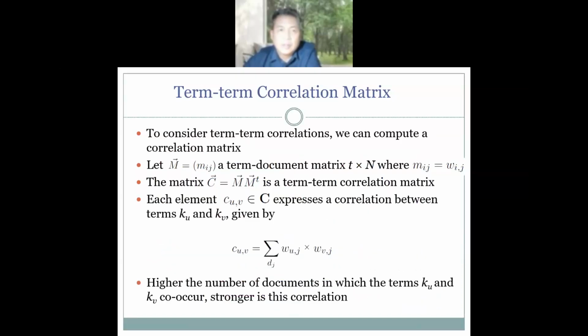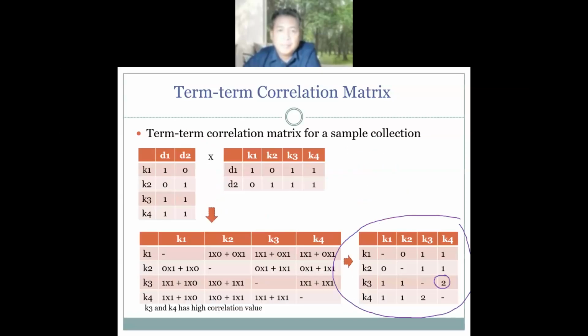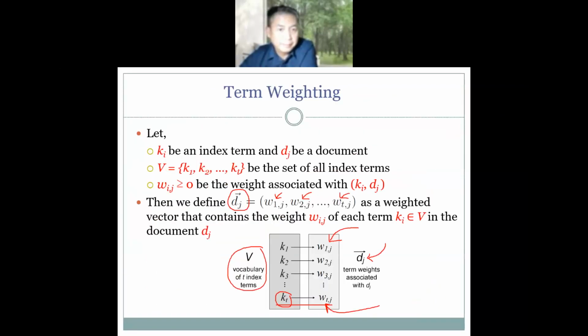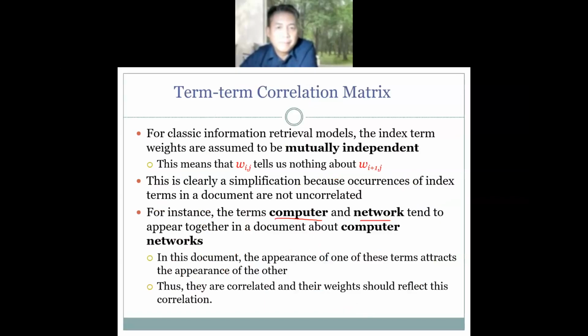The term-term correlation matrix is used to find two terms that are highly correlated. The idea you need to understand is that each keyword has its own weightage referring to certain documents. In this case, we are looking at the occurrence of the keyword.